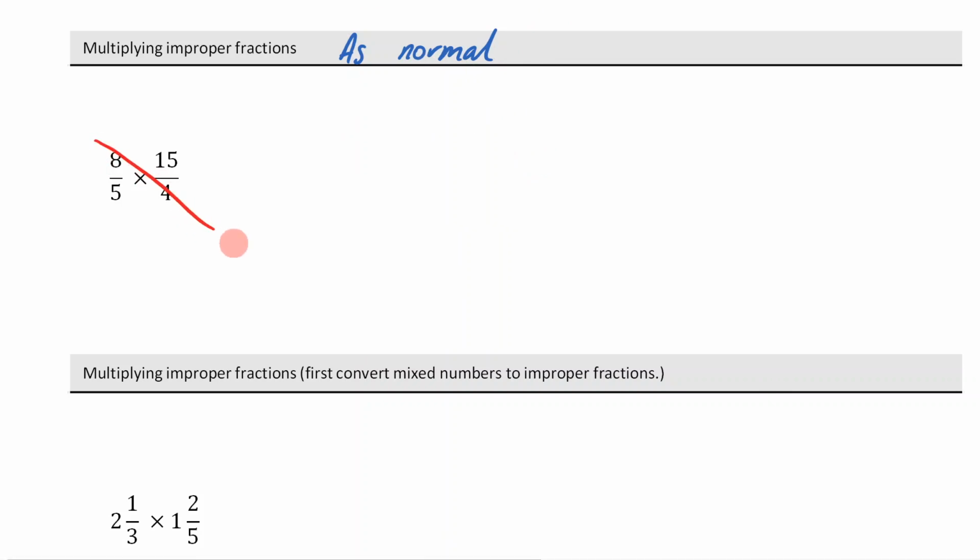I can cancel diagonally. So I can go 4 divided by 4 is 1, and 8 divided by 4 is 2. I can also cancel diagonally the other way, like this. I can go 5 divided by 5 is 1. Let me do it this way, is 1. And 15 divided by 5 is 3. And then that's all I can do. I can't cancel anything else like that. So then I'm going to end up with 2 times 3 up the top and 1 times 1 down the bottom, which is going to give me 6 on 1, which is 6.